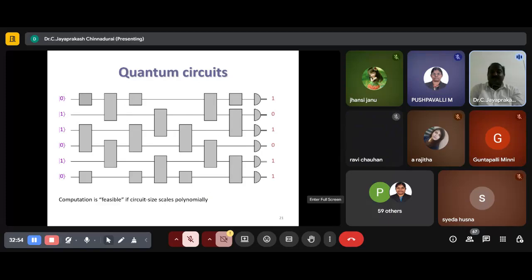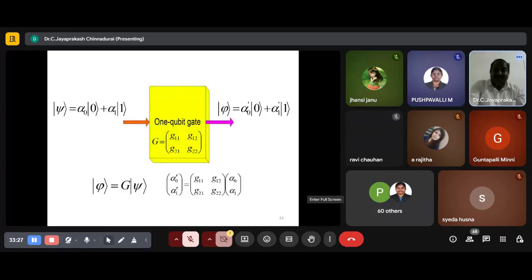See this one, quantum circuits. We can give the input as qubits, that is the states ket 0, ket 1, ket 1, ket 0, ket 1, ket 0. In between we have unitary operators and gates. Finally we can get the result 1 0 1 0 1 1 like that. So the computation is feasible if circuit size scales polynomially. This example shows quantum circuits.